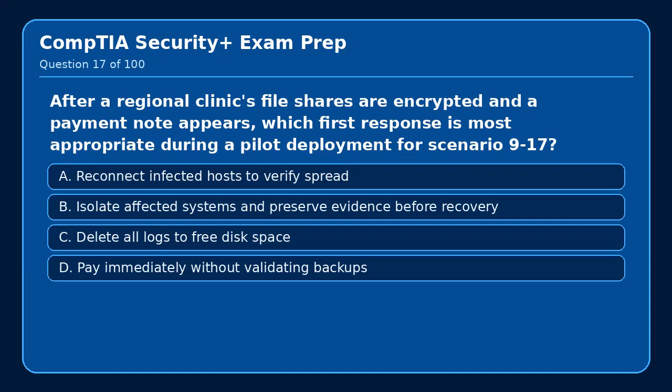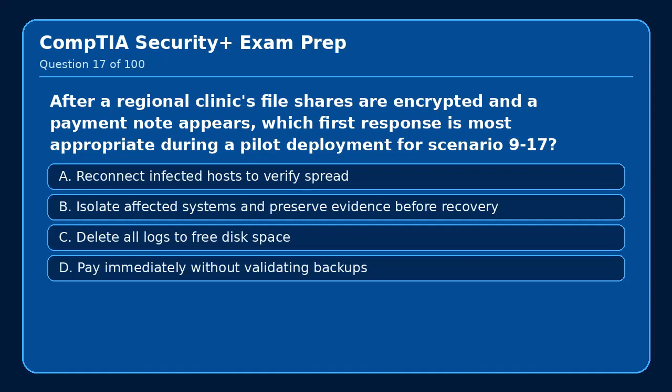The answer is B. Isolate affected systems and preserve evidence for recovery. Isolation limits further ransomware impact, while evidence preservation supports investigation and recovery decisions. Immediate payment, log deletion, and reconnecting infected hosts can worsen the incident or destroy useful evidence.